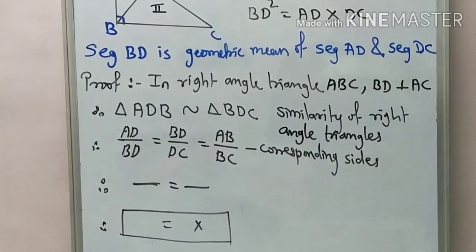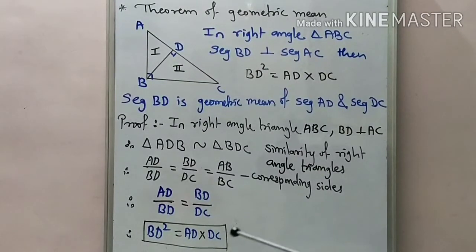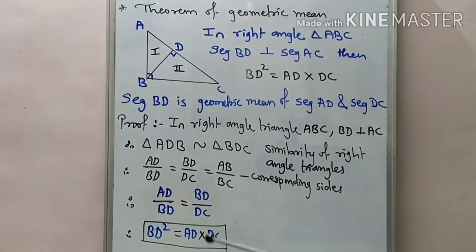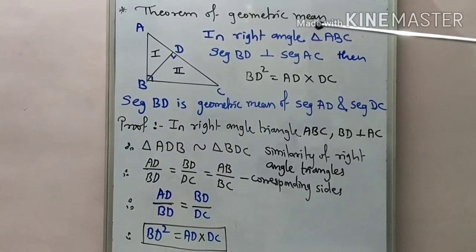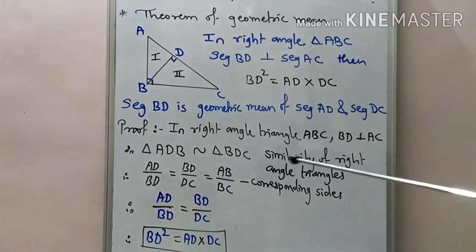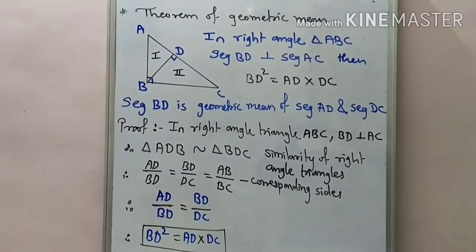Okay, understood this? So this is the formula. You say BD square equals AD into DC. That property is known as the geometric mean property, or the theorem of geometric mean. Okay, so in the practice set we have examples depending on this property also.